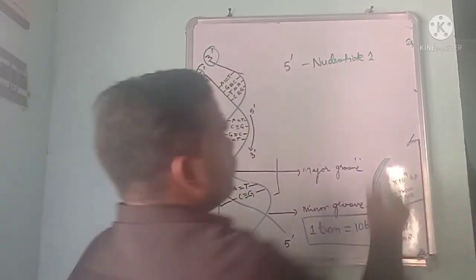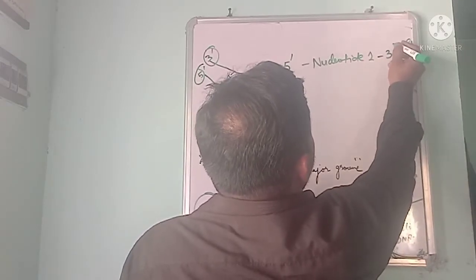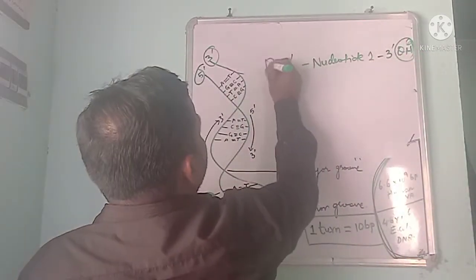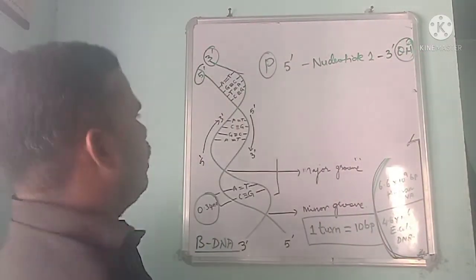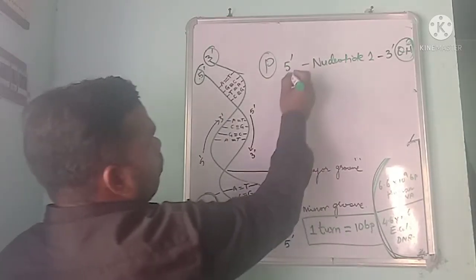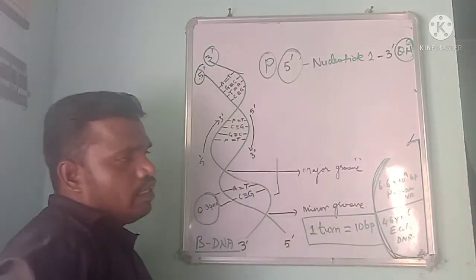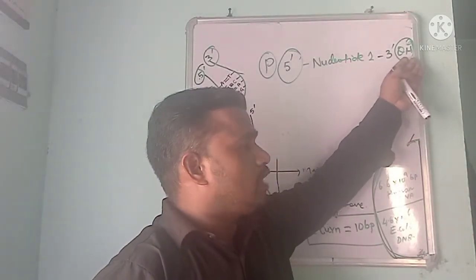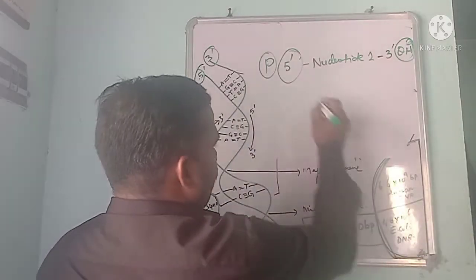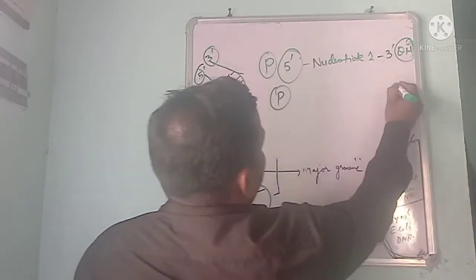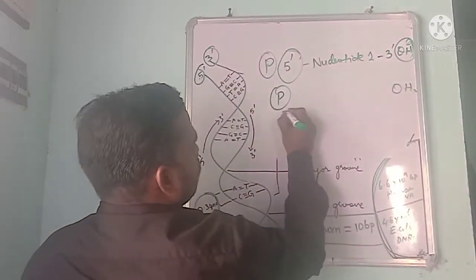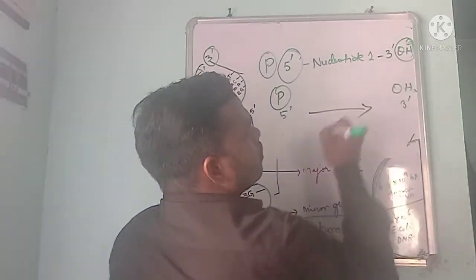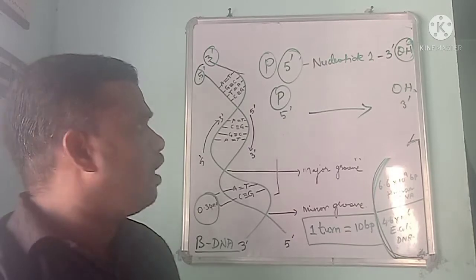Here it is having the 3 prime end, which is free, where the hydroxyl group is attached. Based on that only we are keeping it 5 prime to 3 prime. So the free end of one nucleotide has the phosphate group, and the free end of the nucleotide at the 3 prime has the hydroxyl group. So they have the free phosphate end and the free hydroxyl end. So this is 5 prime to 3 prime. Do you understand what I am saying?